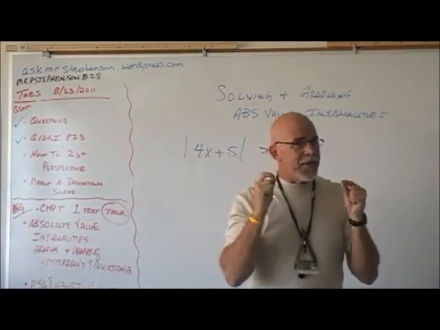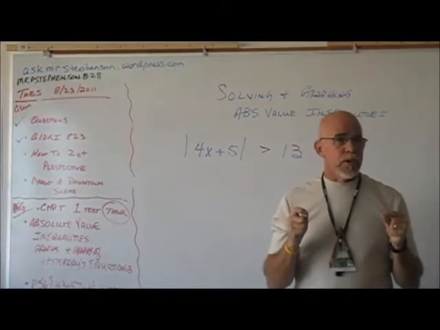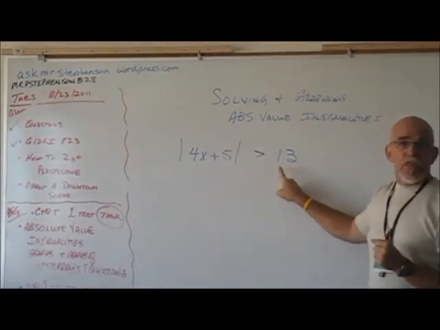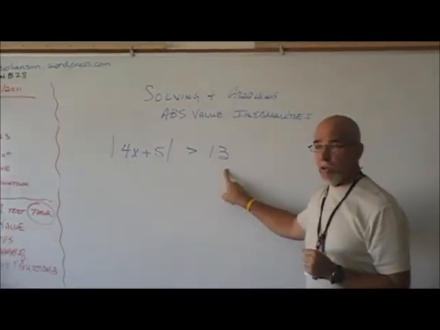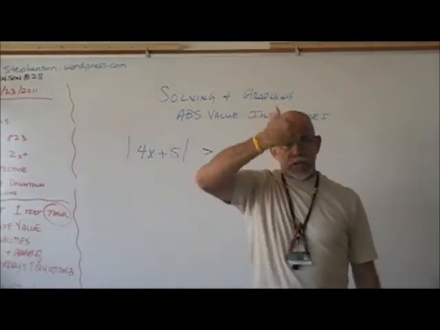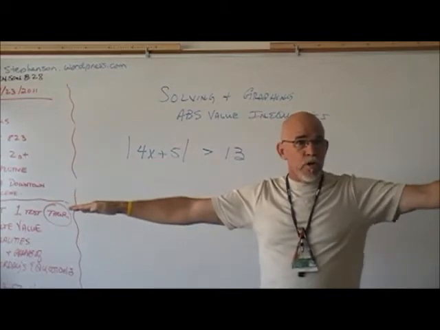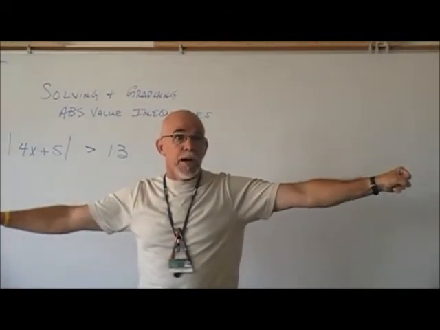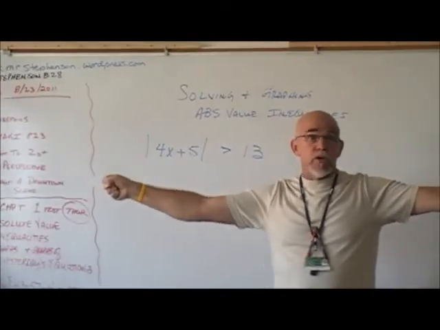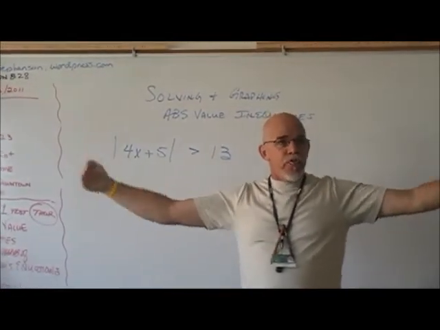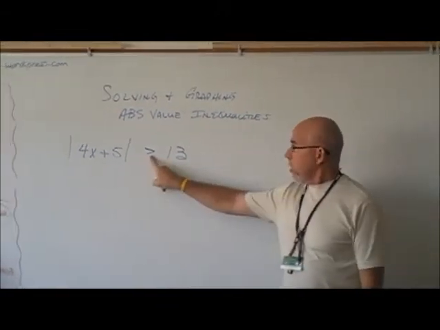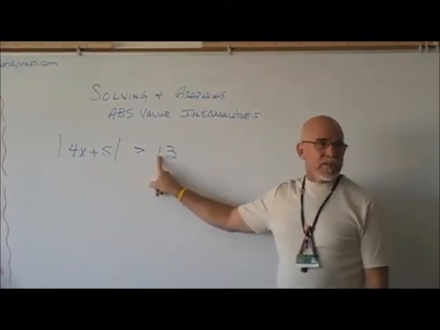But think of the mental thing I went through with you yesterday with inequalities. This says I want something greater than 13 units from 0. Well, think about the number line. Here's 0. Where over here is 13 units from 0? 13, positive, and negative 13 over here. Those are the two things that are 13 units from zero. Well, we want all of the things that are more than that away from zero.